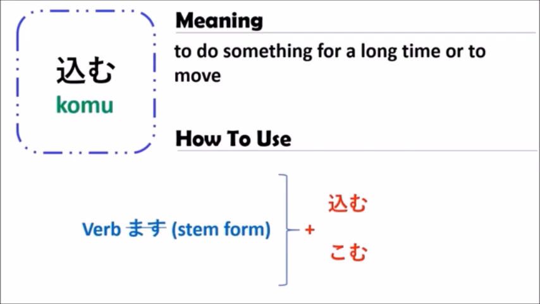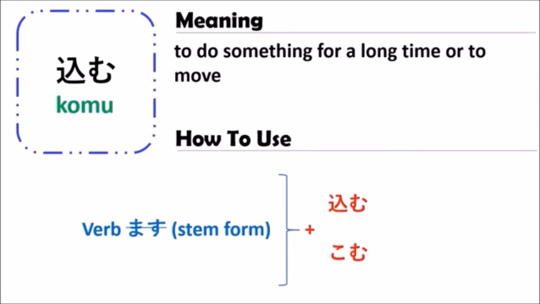What you have to remember is that when you use a verb, you should change the verb to the stem form, or change the verb to the masu form and cut out the masu. For example, ikimasu, you cut out the masu, and you just say iki komu. Furi komu, right?